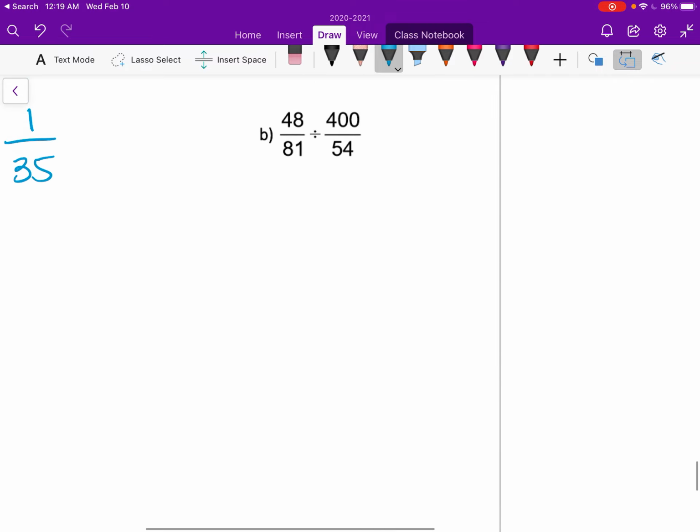Anybody remember the formula, or the mnemonic I use when I talk about dividing fractions? You keep the first fraction, you change the sign, and flip. So I say keep, switch, flip, right? So let's keep the first fraction. We have 48 divided by 81. We're going to switch the sign and flip the second one.